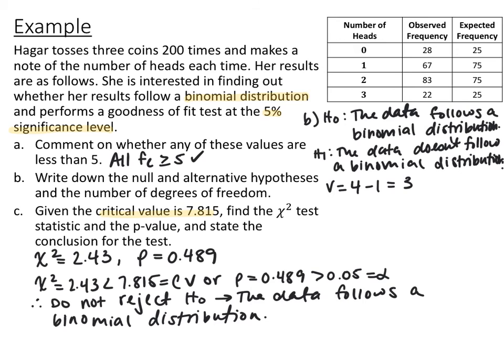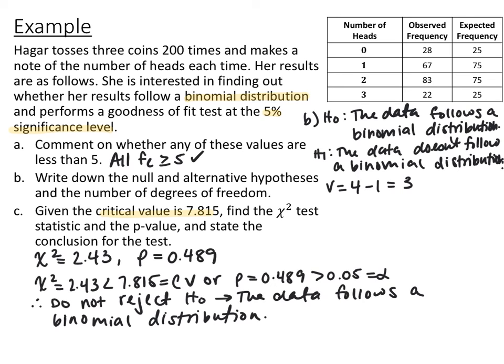So part A, all of our expected frequencies are significantly greater than 5, so we don't have to worry about combining any categories like we did on the last one. Part B, our null hypothesis, always, again, is that it follows whatever given distribution. In this case, it follows a binomial distribution. Our alternative hypothesis is that it doesn't follow a binomial distribution. And our degrees of freedom, there's 4 rows, and so therefore 4 minus 1 is 3.